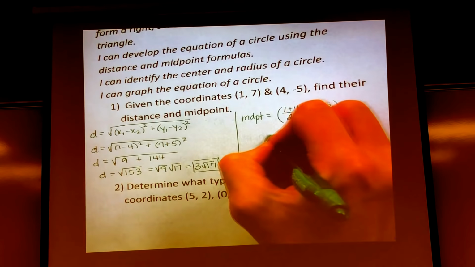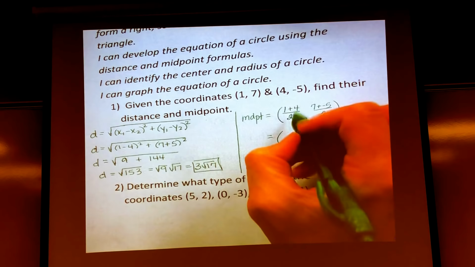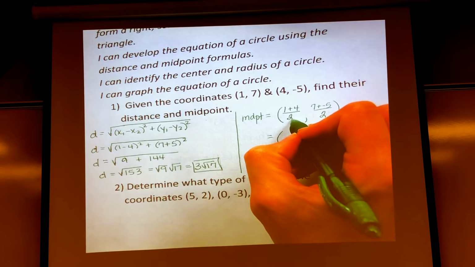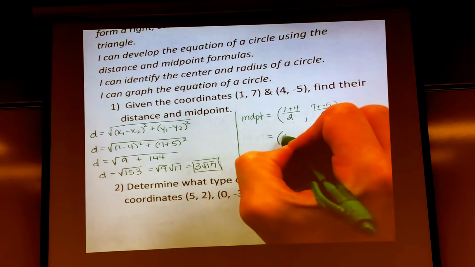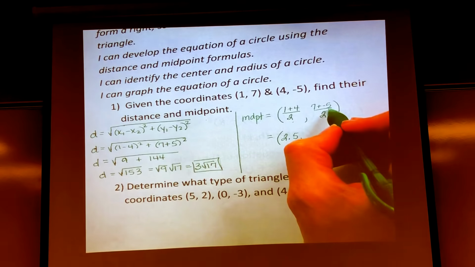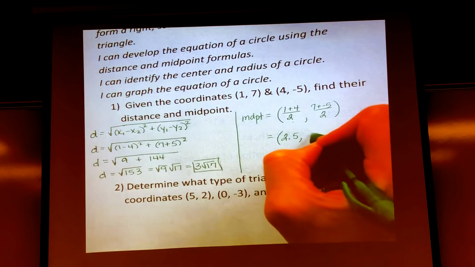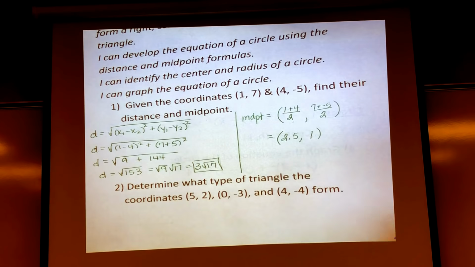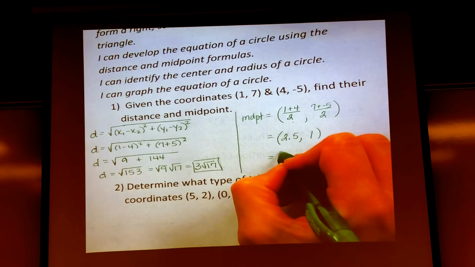And then we simplify. So 1 plus 4 divided by 2, that's 2.5. And 7 plus negative 5 divided by 2 is 1. The midpoint formula in general.